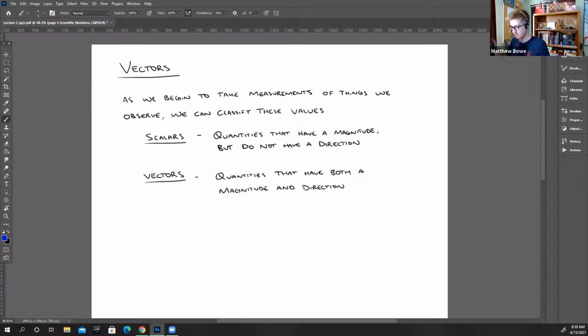And we have vectors. Vectors have a size, and they also have a very specific direction. So the direction is connected to the size. They're sort of tied together. So vectors are quantities that have both a magnitude and direction.